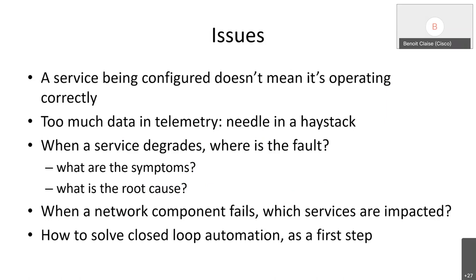Now, whenever a service degrades, any NOC wants to discover where the fault is. And by this, I mean, there are easy ones like, okay, there is the root cause, an interface is down, for example, great, we know it almost directly. But whenever we've got symptoms, it gets more difficult. If it's A and B and sometimes C, then we have the symptoms to know what's happening.